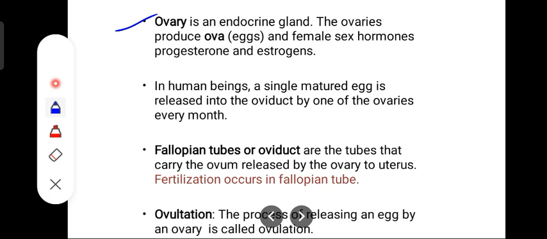So there are two ovaries, and the ovary is an endocrine gland. The ovary produces ova or eggs and female sex hormones called progesterone and estrogen. As you have seen, the testis is also an endocrine gland because the testes also secrete the male reproductive hormone along with the sperms. So similarly, the ovary also secretes progesterone and estrogen hormone, female sex hormones, along with eggs. So in human beings, a single matured egg is released into the oviduct by one of the ovaries every month.